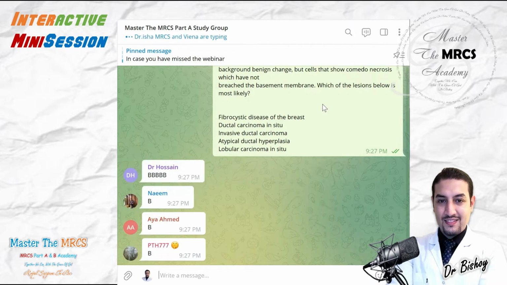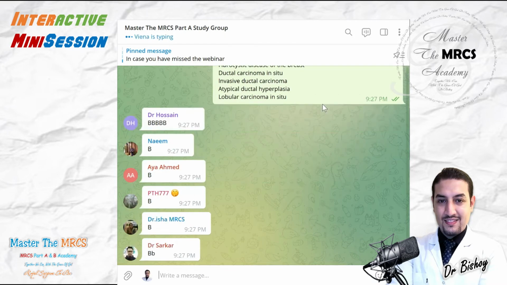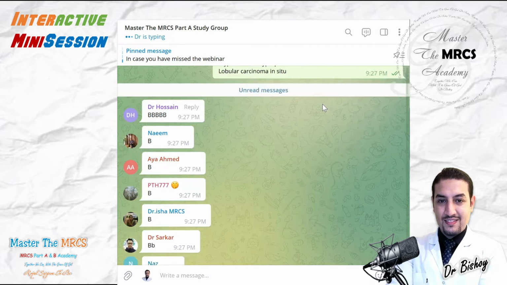Comedo necrosis is a feature of a high nuclear grade ductal carcinoma in situ, and it has a high risk of being associated with invasion. Paget disease, that's great. You answered all correctly. Yes, it's ductal carcinoma in situ.